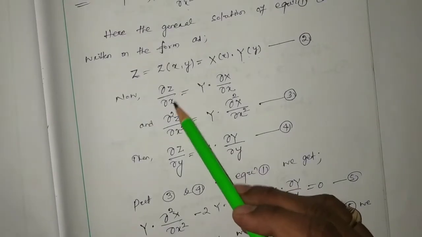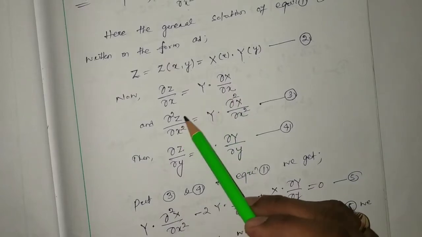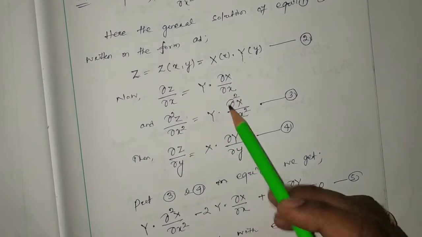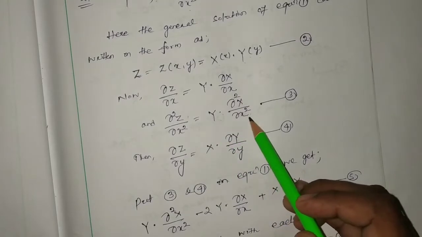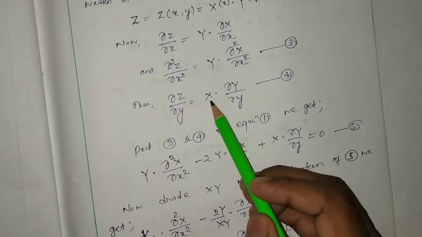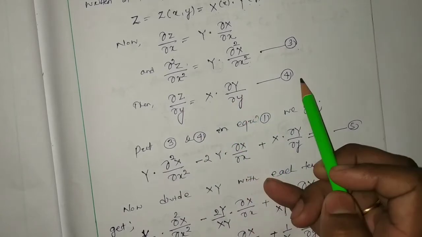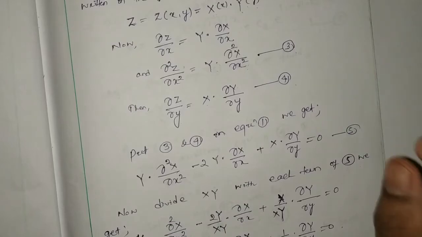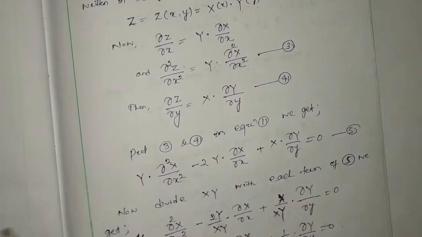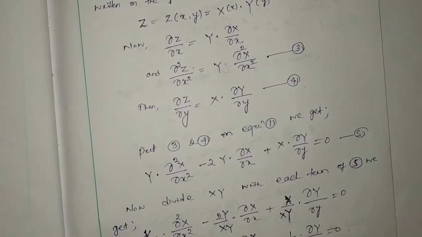So here del z by del x will be this much, and del square z by del x square will be this much, that will be Y into del square X by del x square. Let this be your equation number 3, and del z by del y will be equal to X into del Y by del y, equation number 4. So here I am explaining step by step, so you have to watch the video carefully and write down the notes accordingly.